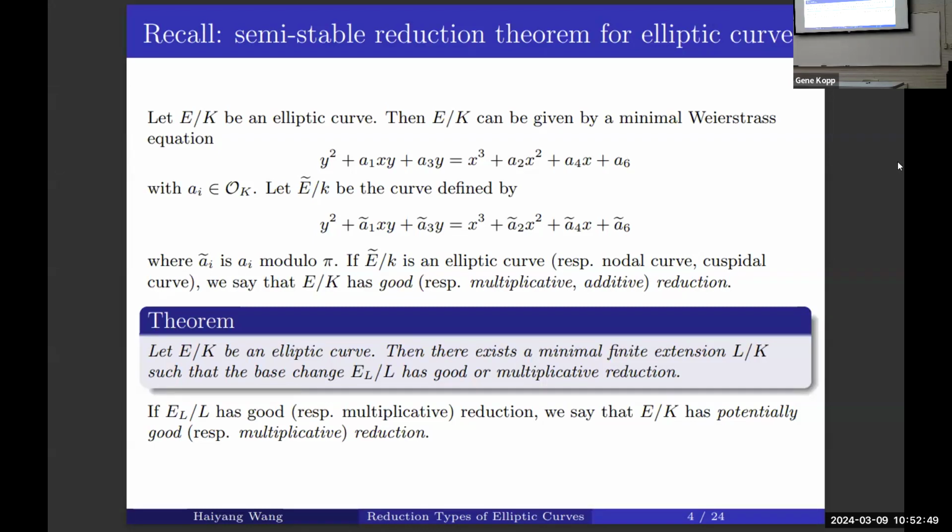Let me recall the semi-stable reduction theorem for elliptic curves. Let E over K be an elliptic curve, then there exists a minimal finite extension L over K such that the base change E_L over L has either good or multiplicative reduction. If E_L over L has good, respectively multiplicative reduction, we say that E over K has potentially good, respectively multiplicative reduction.